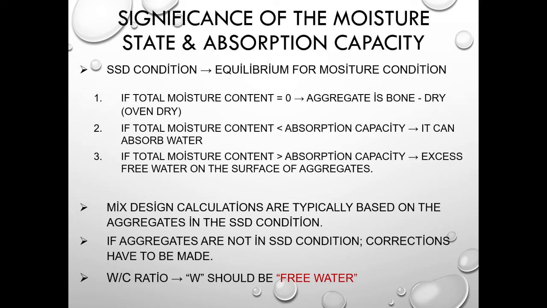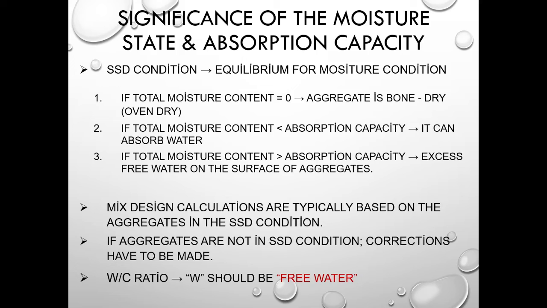The moisture state and absorption capacity of an aggregate is very important when it comes to mix design. Typically, mix design calculations are based on aggregates in the SSD condition. That way, the amount of water that is added to the mix is free water, and it will combine with the cement to cause the hydration process. If the aggregates were in a state other than SSD, we have to make corrections. If the aggregates are less than the absorption, that means that water that we add to the mix will be absorbed into the aggregates and will change our water cement ratio. It will not be used in the hydration process.